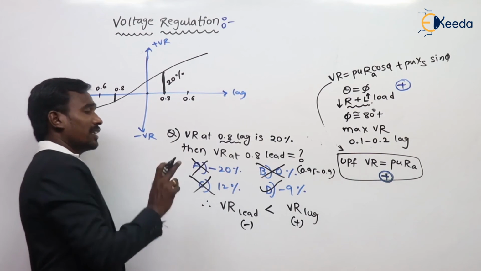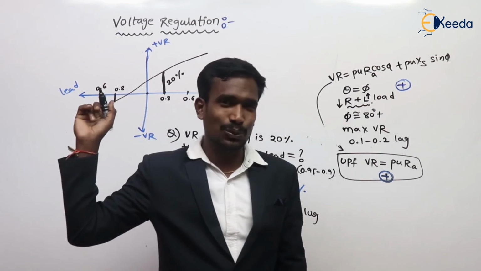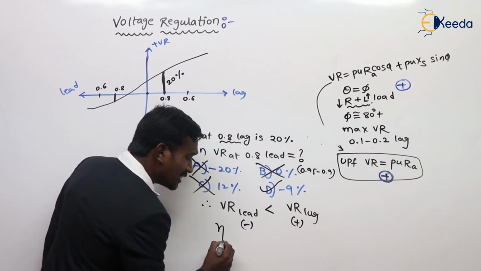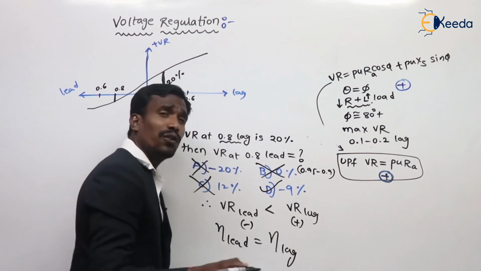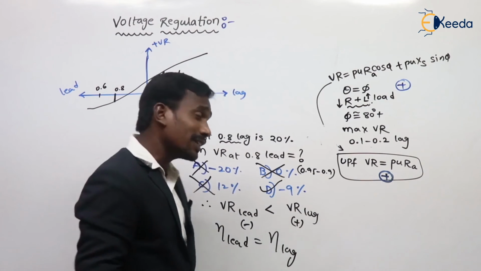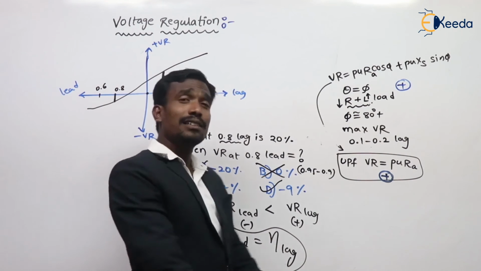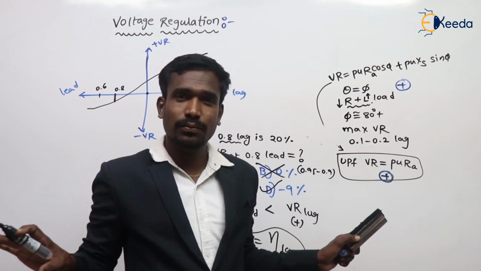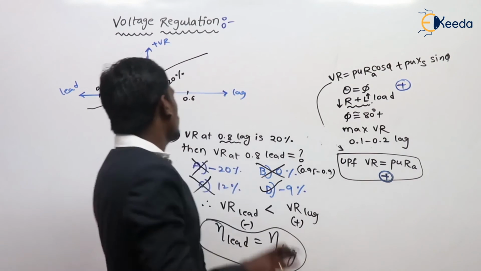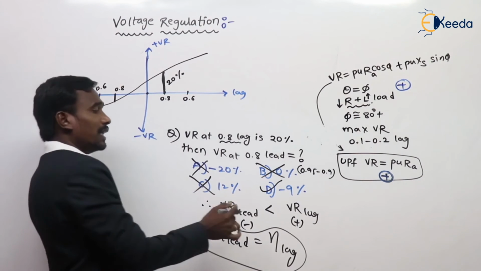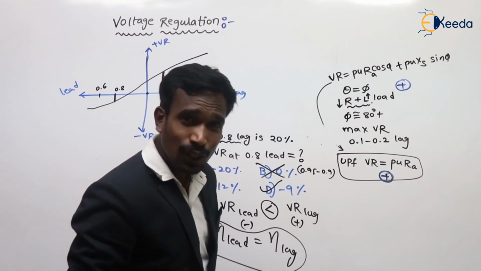Always voltage regulation in leading is less than voltage regulation in lagging, that too in negative. But the efficiency in leading is exactly equal to efficiency in lagging for the same power factor. For the same power factor, the efficiency is exactly the same, but the voltage regulation is not the same. In lagging, it is positive. In leading, it may be negative. Mostly it is negative. Most of the curve is in negative, that too less than the lagging value. You should remember this.